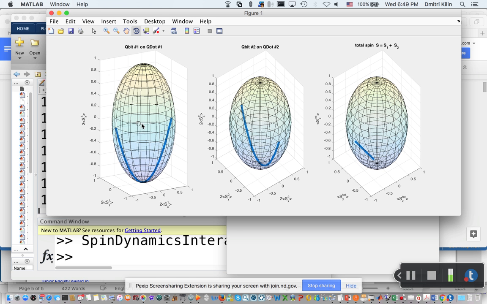So based on the initial state, the first system starts halfway between ground and excited, and the second will start at the south pole, and then there will be oscillations. When this one goes down, the second one will go up. So they will be oscillating with shifted phase.